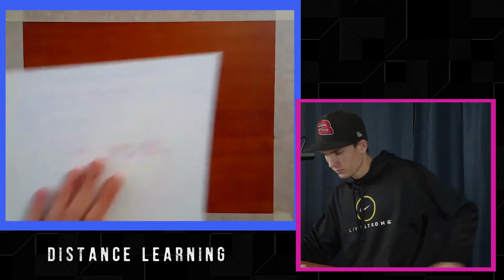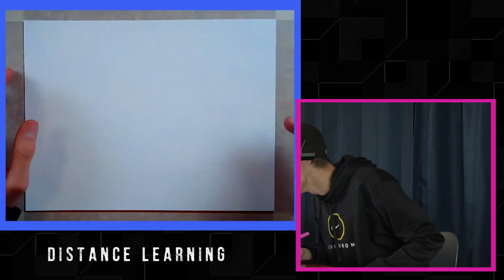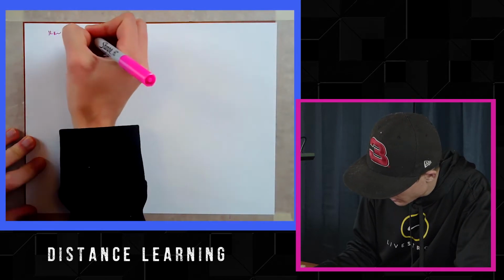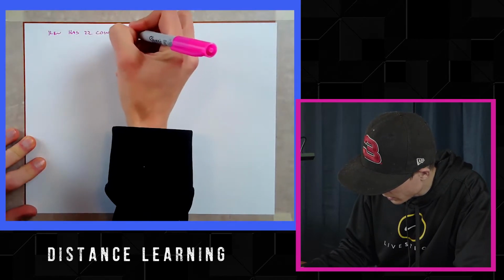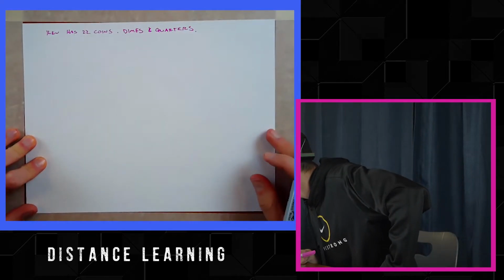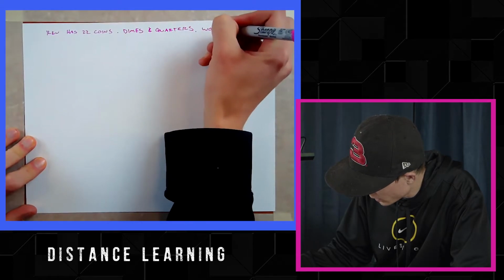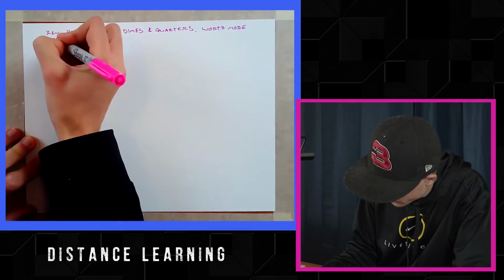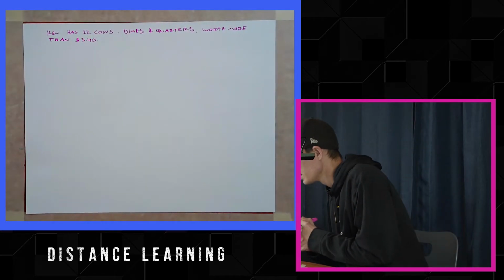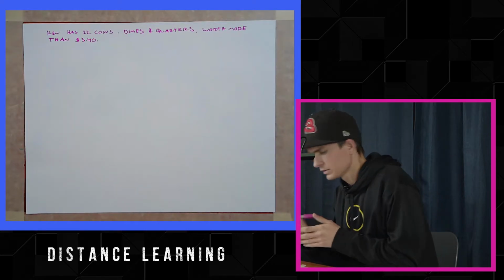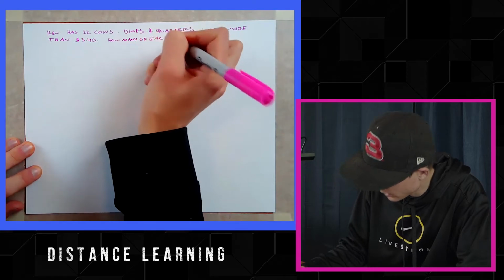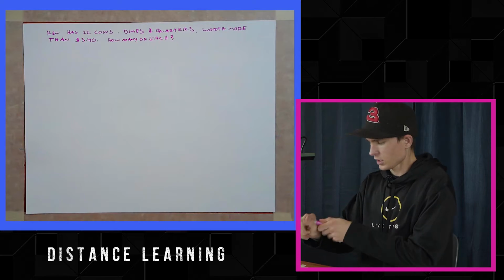The next one that I want to do for y'all is in the textbook, problem number 10. It says Ken has 22 coins. Those coins are dimes and quarters. It tells us those coins are worth more than $3.40. How many coins does he have? Okay. How many of each is essentially what they're asking us.